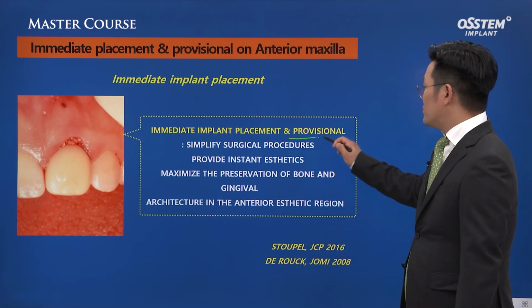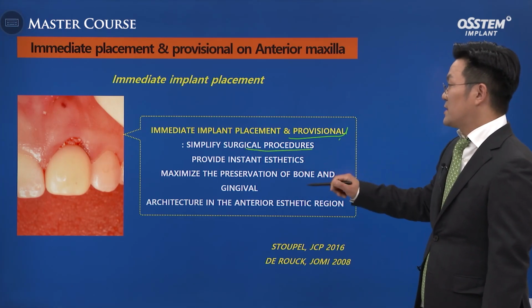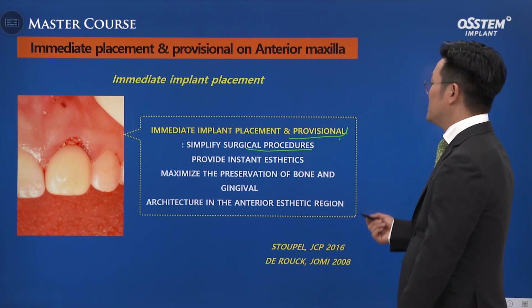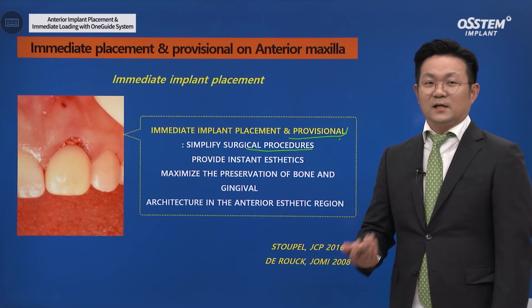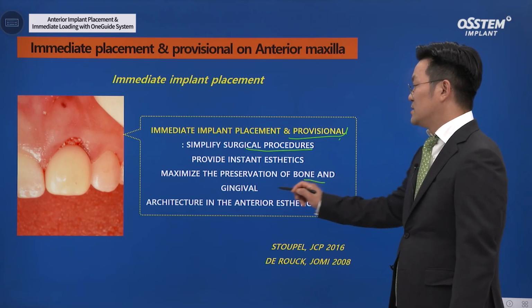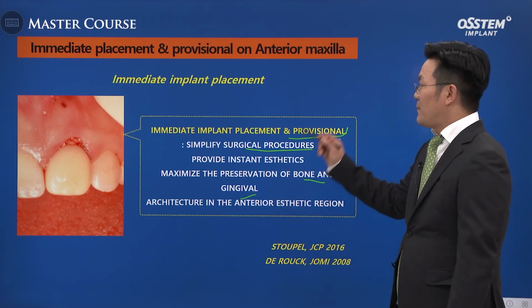And immediate implant placement with provisionals could simplify surgical procedures, and it could also provide instant aesthetics to patients. Because being without a tooth for a few months, especially anterior, is really hard, and it could also preserve bone and gingival contours.